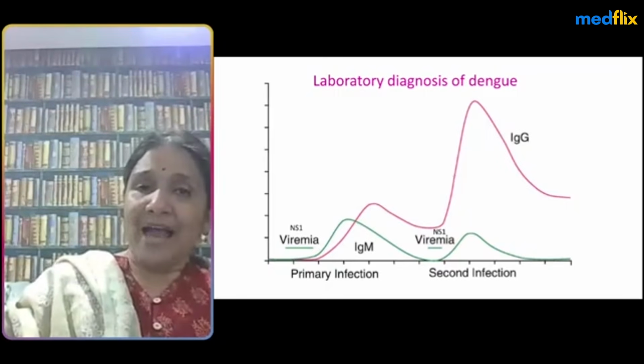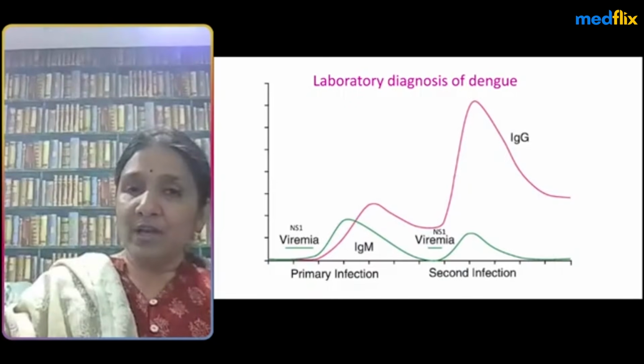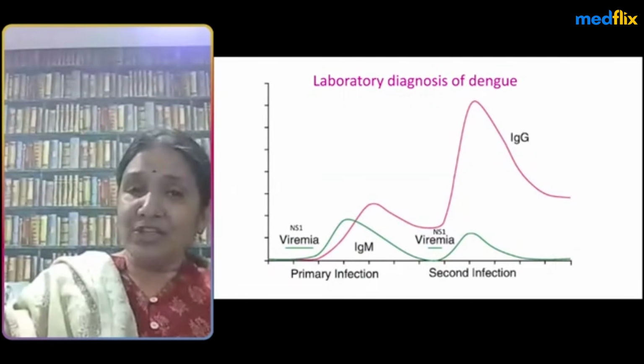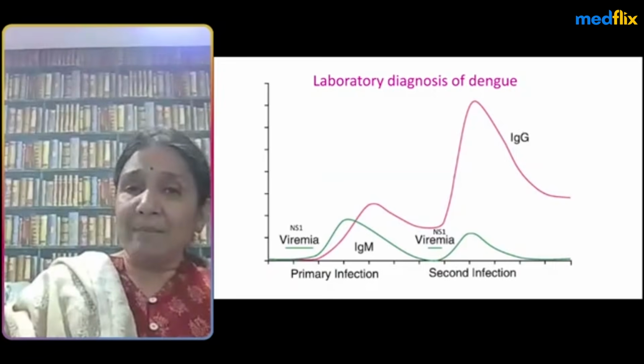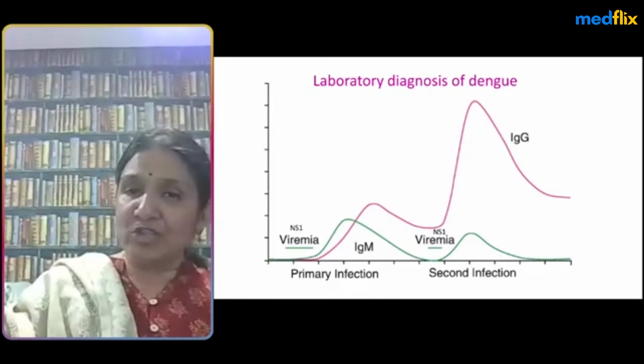So you can see that the IgM comes up after 7 to 10 days, and then it drops down after a long time. And the IgG comes up later, and some amount of IgG remains for a long time. Now, what happens when the second infection occurs?